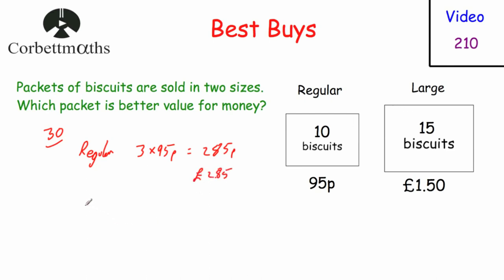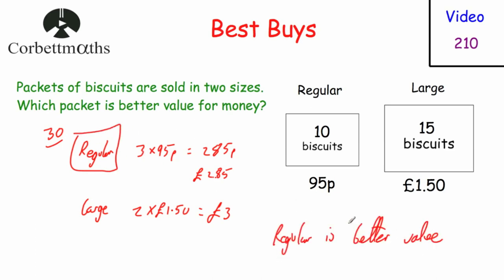Or alternatively, if I was looking at just the large boxes to buy 30 biscuits, well, 30 biscuits would be 2 boxes of those, so that would be 2 lots of £1.50, and 2 lots of £1.50 is £3. So if I wanted to buy 30 biscuits, I could use the regular boxes, which are 95p each, and that would cost me £2.85. Alternatively, I could use the large boxes to buy the 30 biscuits, and that would cost me £3. So as you can see, it's better value for money to buy the regular boxes. So the regular is better value.